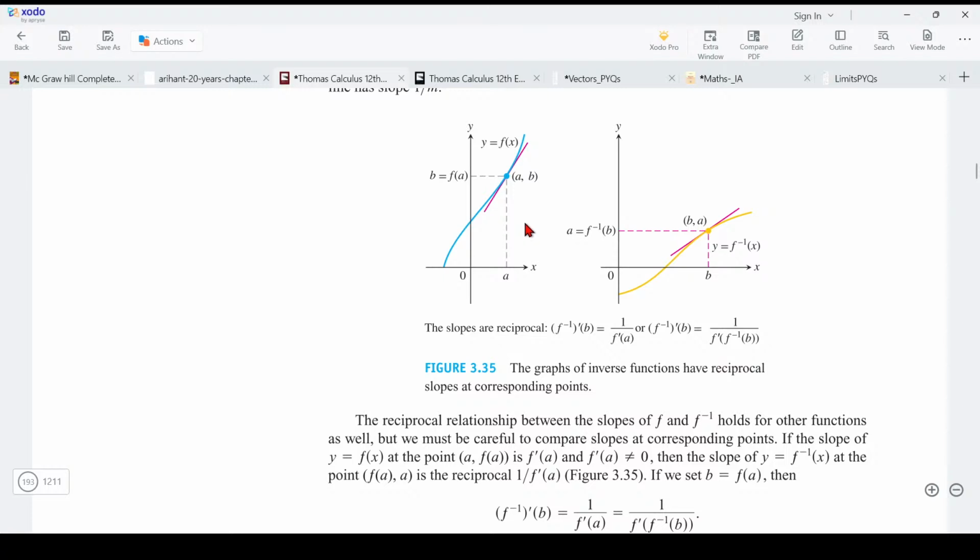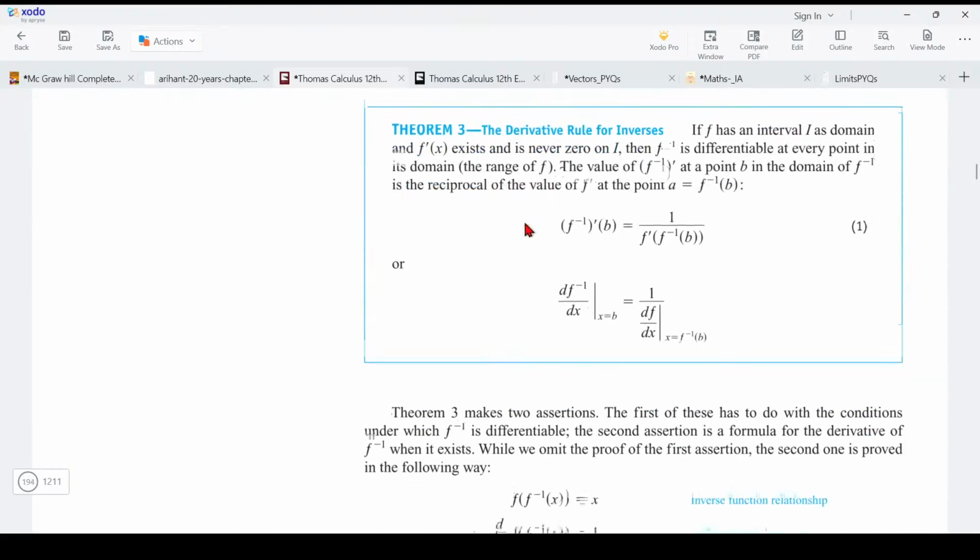If sine x equals y, what does that mean? Sine inverse y equals x. If you know the slope of this one, the slope of the other should be 1 by the slope of this one. Agreed? That's what we will use now.